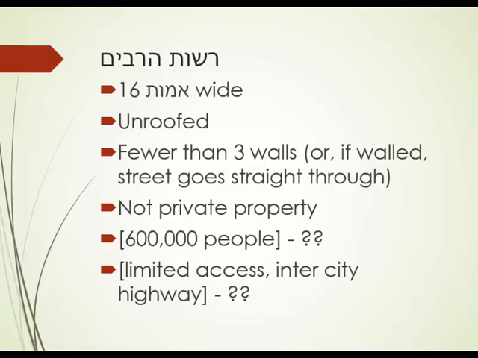Second is a limited access intercity highway, meaning sometimes you have, think for example in upstate New York, these highways which aren't major highways by any stretch of the imagination, but they are the highway, meaning that is the only highway, the main highway which connects between one city and another city. So it could be that will constitute a Reshut HaRabim, even if it's not straight, even if it doesn't have 600,000 people, that may be a Reshut HaRabim.